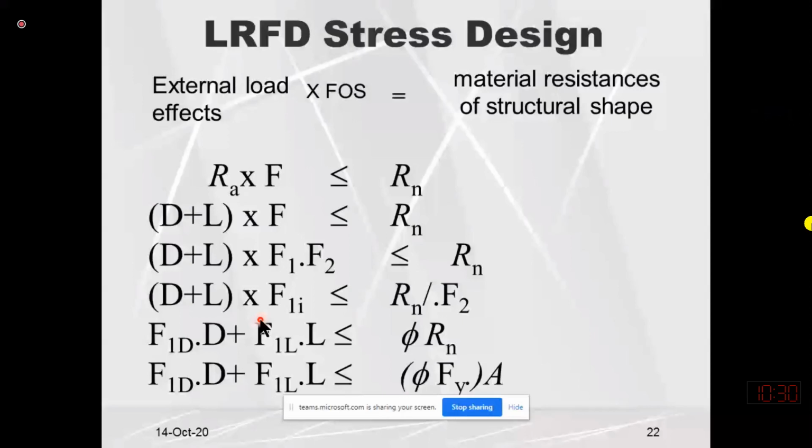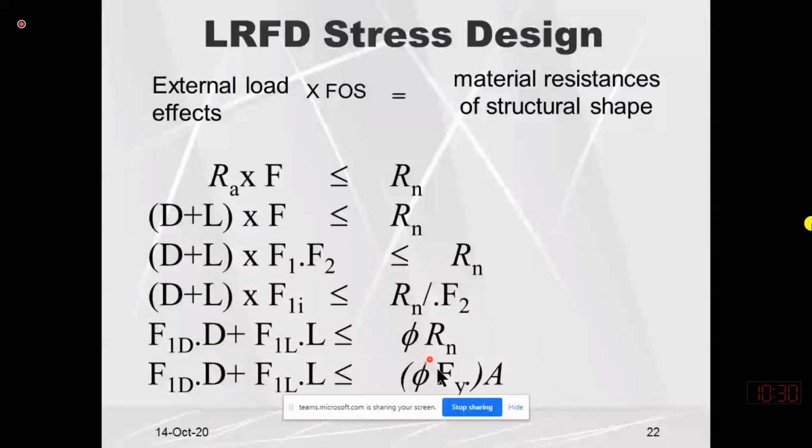So actually in LRFD, we are increasing the load effect by certain factors, but at the same time, we are also reducing the material strength. In ASD, we are using the service load. Service load means loads which are not multiplied with any factor. We are just summing up all the applied loads. But here we are increasing the load by a certain factor. So the loads, when multiplied with the factor of safety, will be referred to as factored load. But at the same time, we are also reducing the material strength.